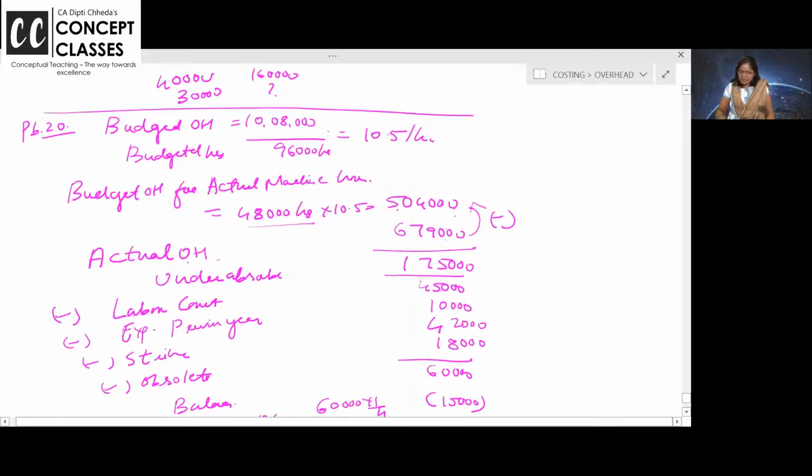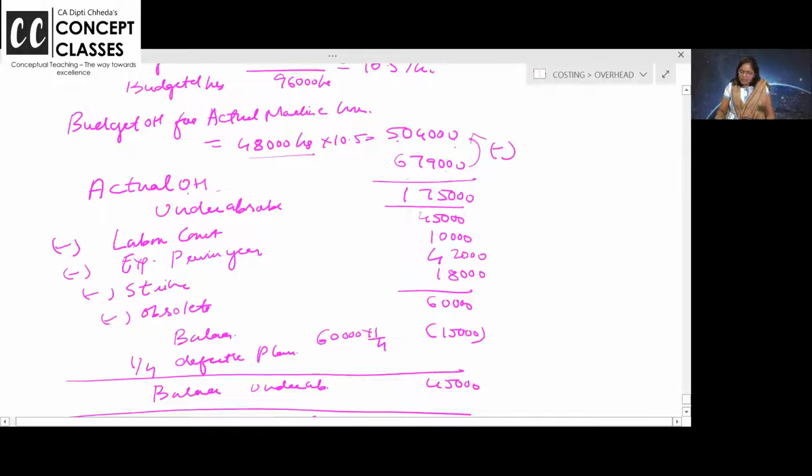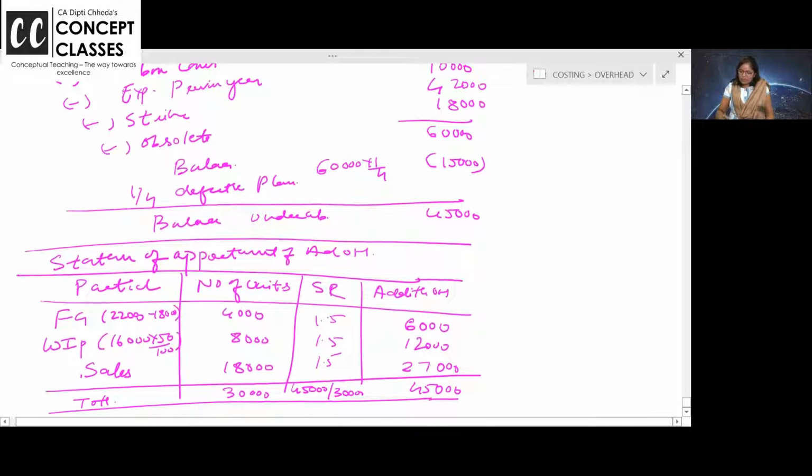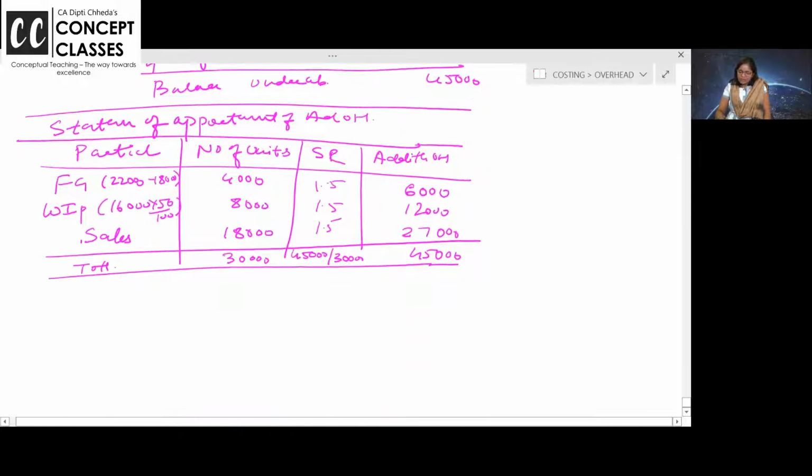Okay? Look at this. Under absorption, strike or labor problem and all, minus all that. Then 60,000 came, its balance 1,4 is defective, minus. Now 45,000, charge 45,000. So these problems are very scoring.